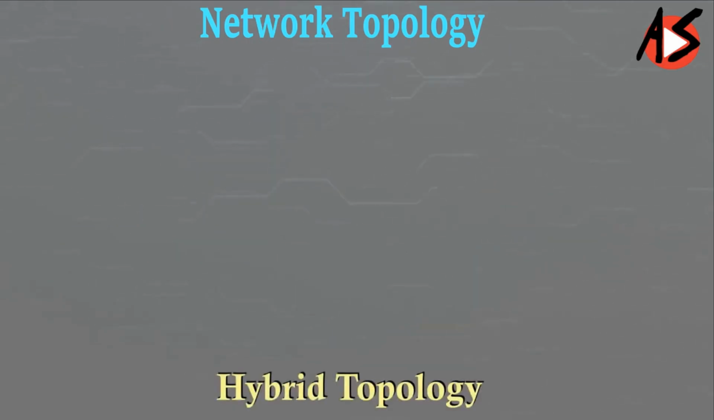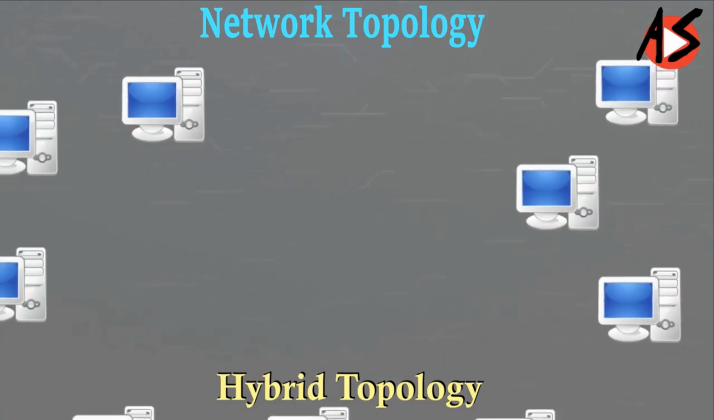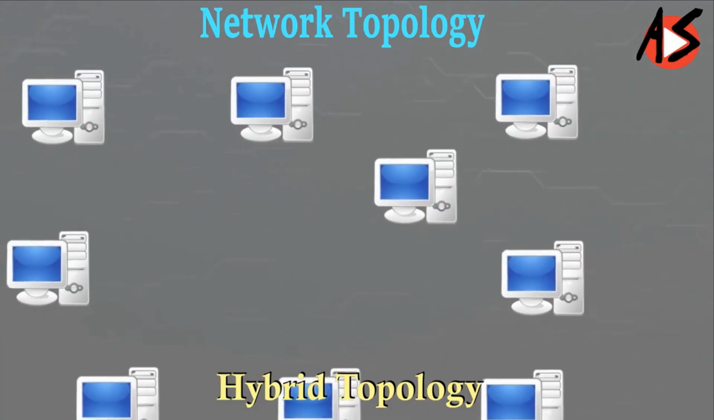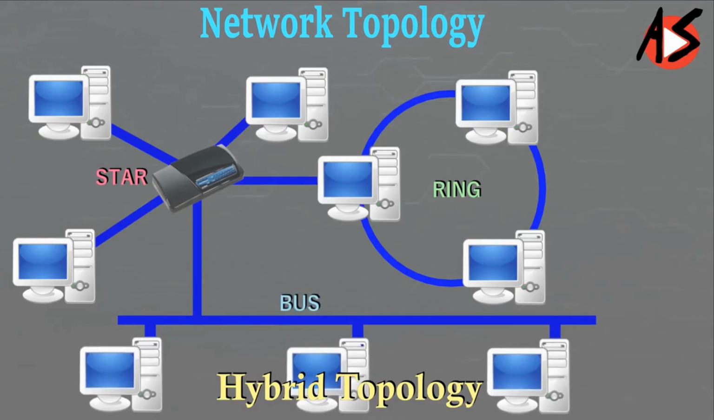Hybrid topology. Hybrid topology, as the name suggests, is the combination of more than two topologies, like star, ring, and bus topology. This kind of topology you can make depending on organization needs.